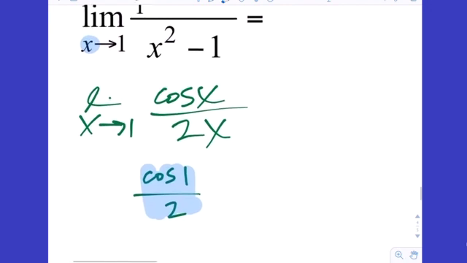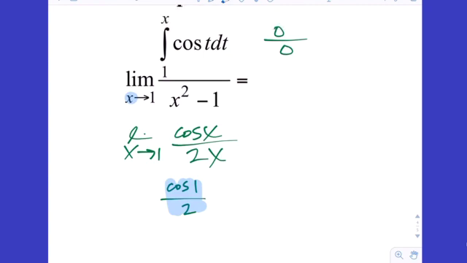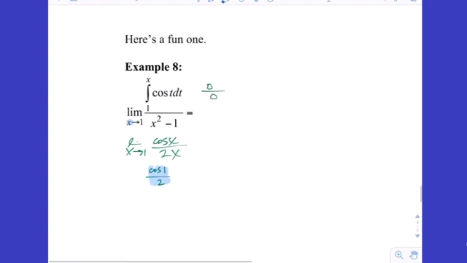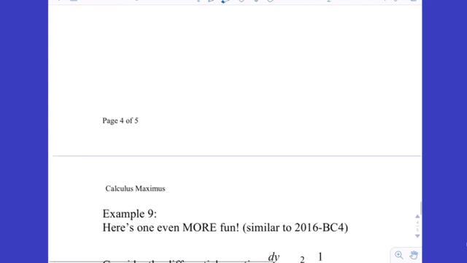So there it is. Was that fun? Yeah, good. It was fun easy. There you go. It was fun, but it was also fun easy. Okay, good. Just a good way to kind of throw in a second fundamental theorem of calculus, or fundamental theorem part 2 at you. All right, that's example 8, where we just completed page 4 of 5. Any comments or questions so far?